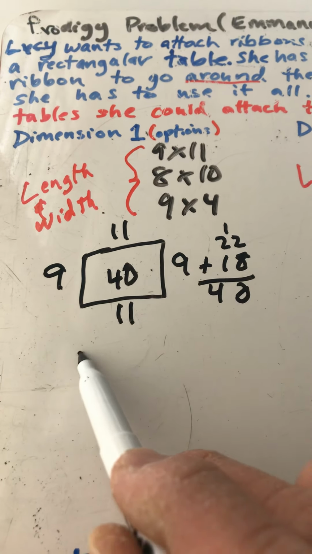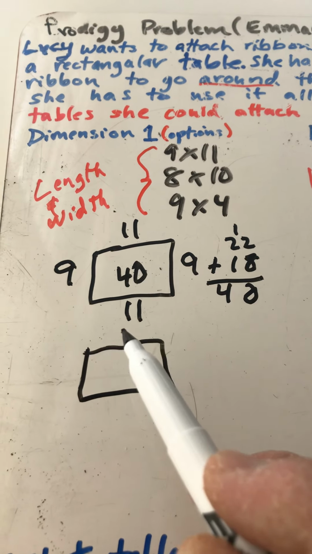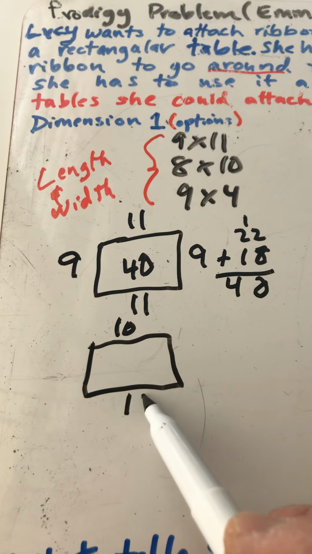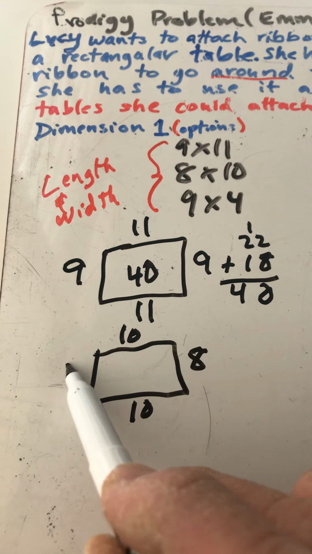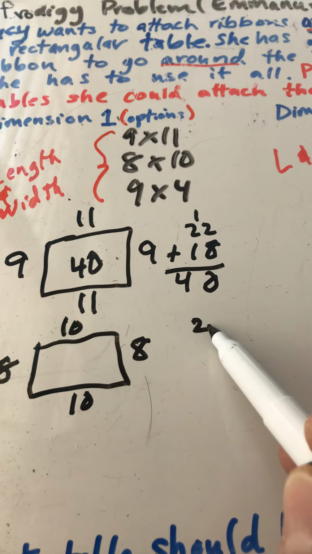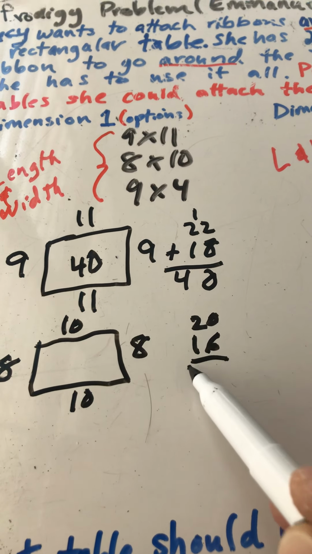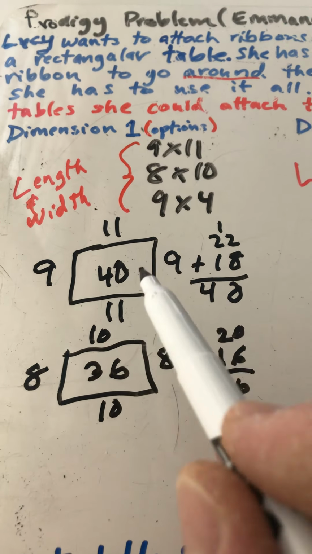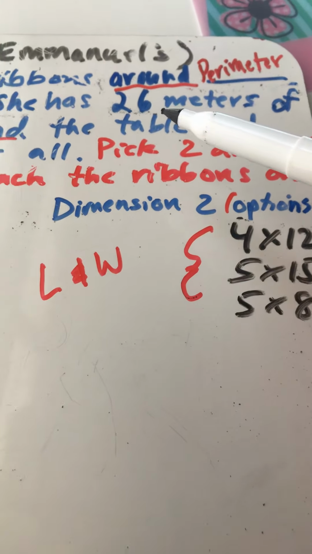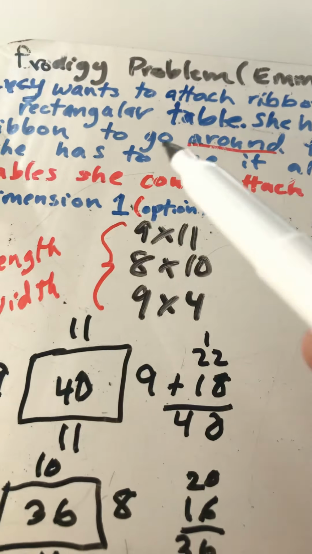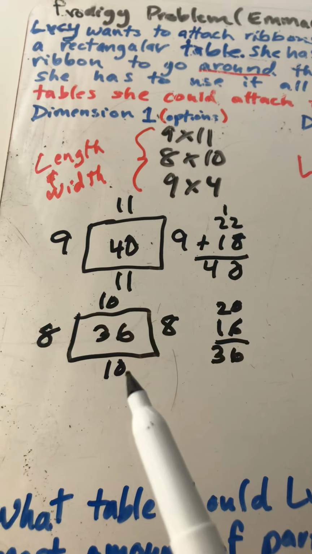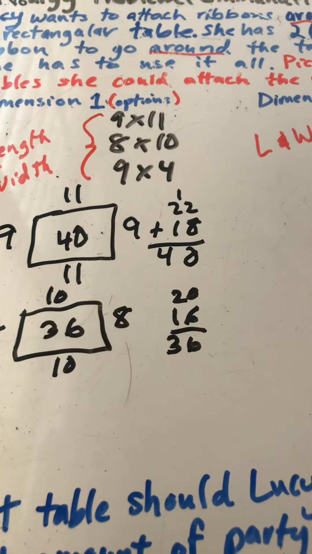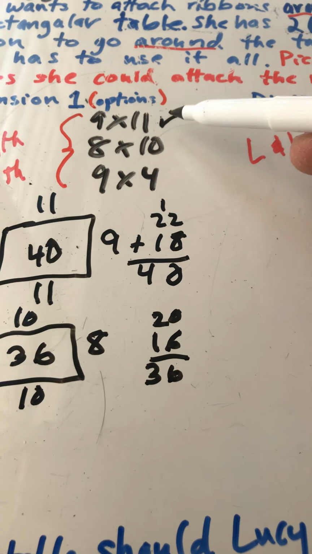I'm going to do the same thing with this table. This one is 10 by 8. That means the longer sides are 10 and the shorter sides are 8. 10 and 10 is 20, and 8 and 8 is 16. So this one's 36. Neither one of these tables will work, because according to the problem, she only had 26 meters of ribbon to go around, and these require 40 meters of ribbon. That's too much.